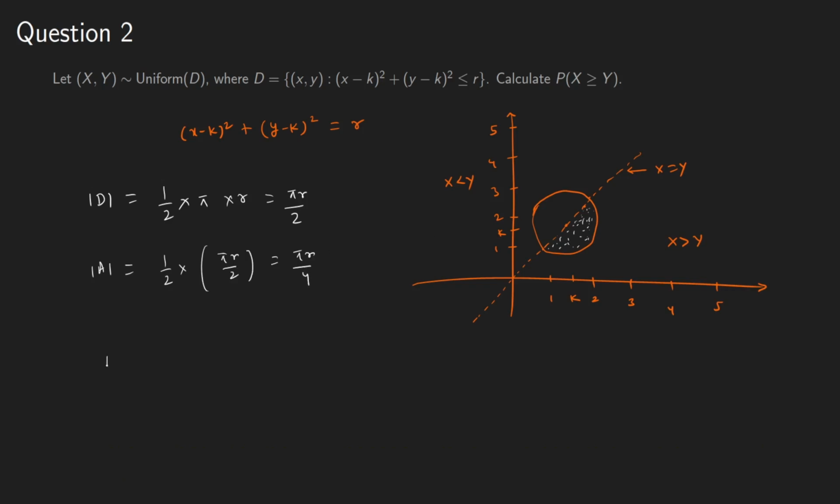Now the probability that x is greater than y will just be the region where x and y fall in that region, that is area A divided by area D. So clearly we can write pi r by 4 over pi r by 2. So it will be half.